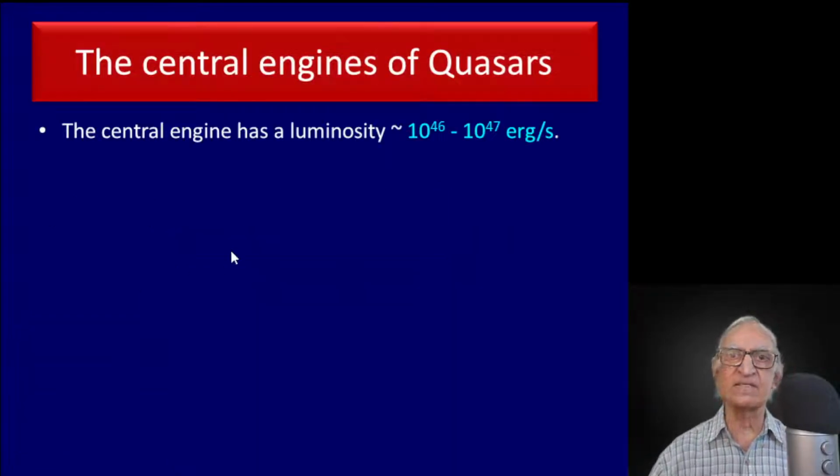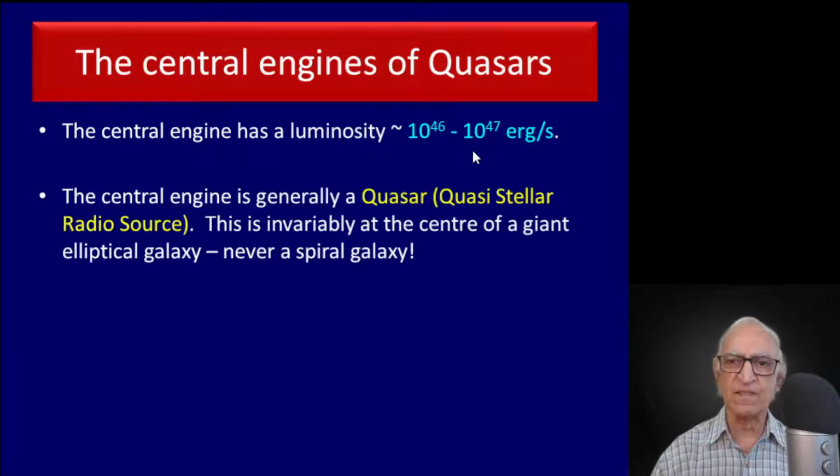The central engine of quasars in general have luminosities of the order of 10 to the power 46 to 10 to the power 47 ergs per second. Let me remind you that the luminosity of the Sun is a mere 4 times 10 to the power 33 ergs per second. The central engine of radio galaxies is generally a quasar, which is shorthand for quasi-stellar radio source.